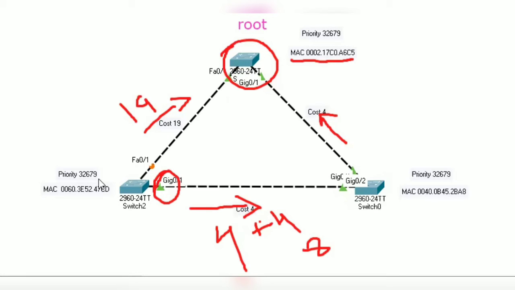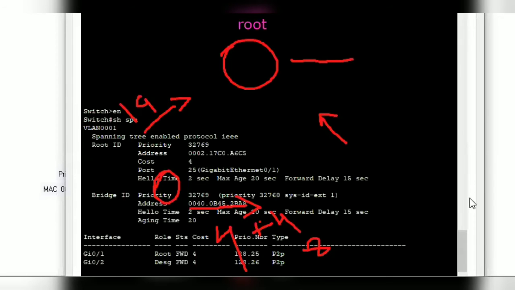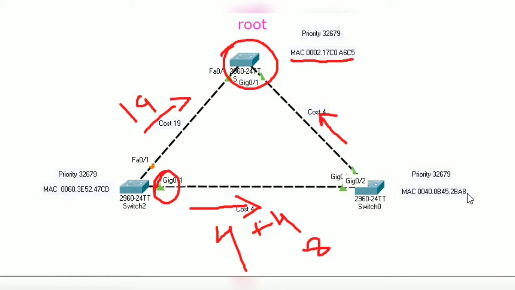Here both switch 2 and switch 0 have the same priority value, so let's go with the MAC address. Switch 0 wins the election and Giga Ethernet 0/2 becomes the designated port because it has the lowest MAC address, 004, here 006. So Fast Ethernet 0/1 is blocking. Okay, so this is how the spanning tree is working.